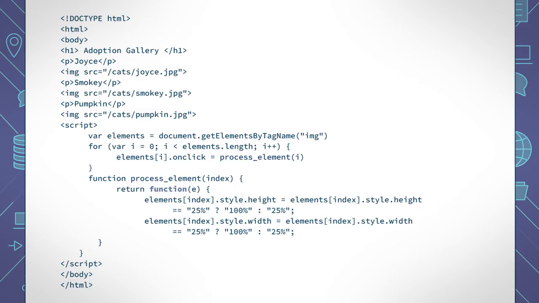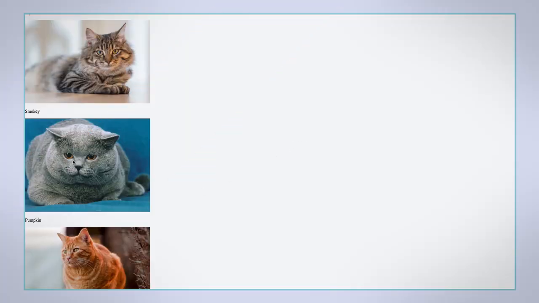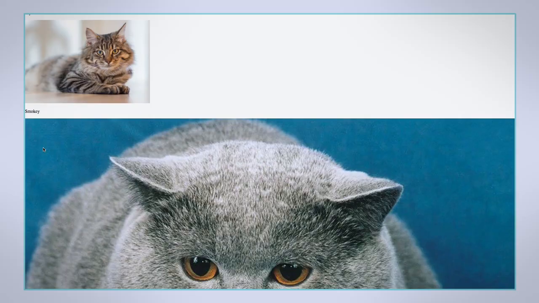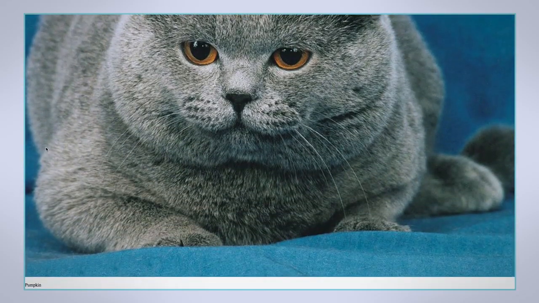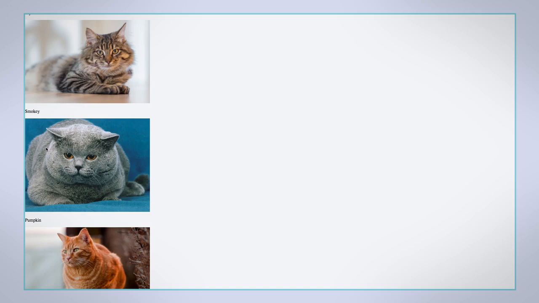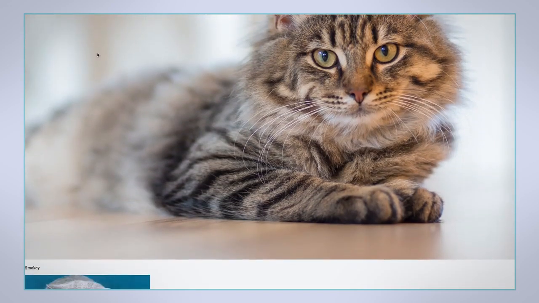The anonymous function checks the current height and width of the image element. If the image is 25% of its original size when it is clicked, then the height and width are changed to 100% of their original size. Otherwise, if the height and width are 100% when the image is clicked, then they are set back to 25%.